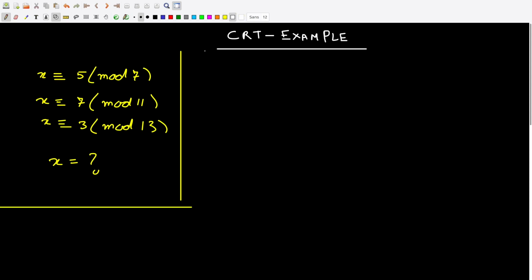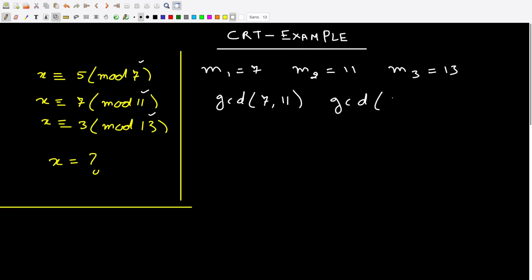Okay, so here the first thing we should check in such cases is that m1 here is 7, m2 here is 11 and m3 here is 13. So the moduli are basically 7, 11 and 13. First we should quickly check the GCD of all pairs: GCD of 7 and 11, GCD of 11 and 13, and GCD of 7 and 13. Well, all the GCDs are 1 here, isn't it? So since the GCD is 1, we can apply the CRT, or Chinese remainder theorem, in order to find the value of x.